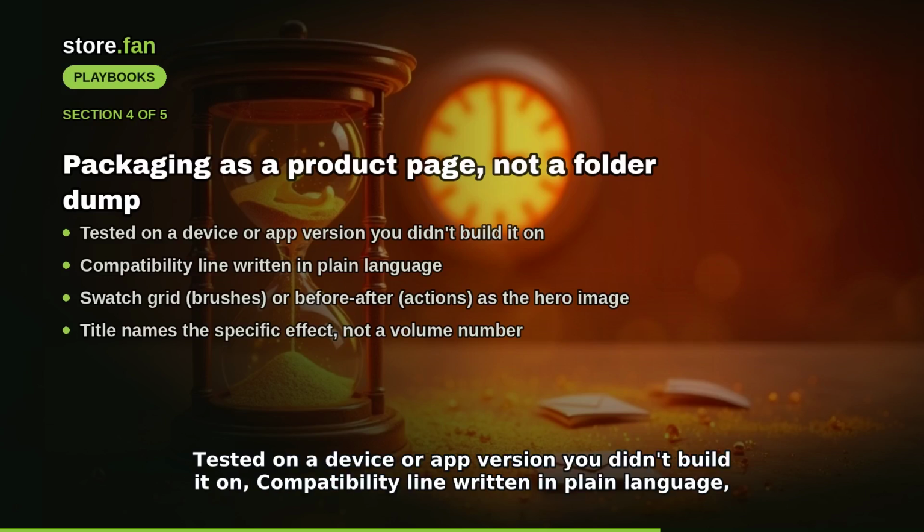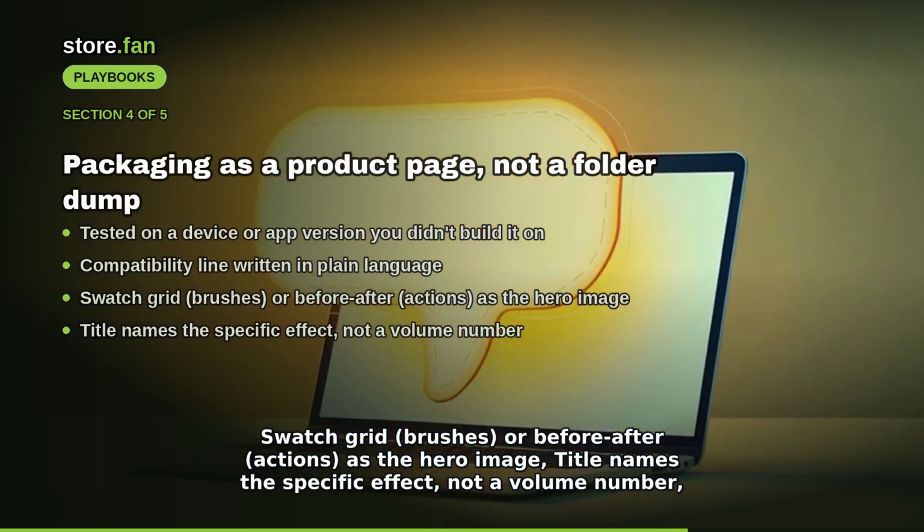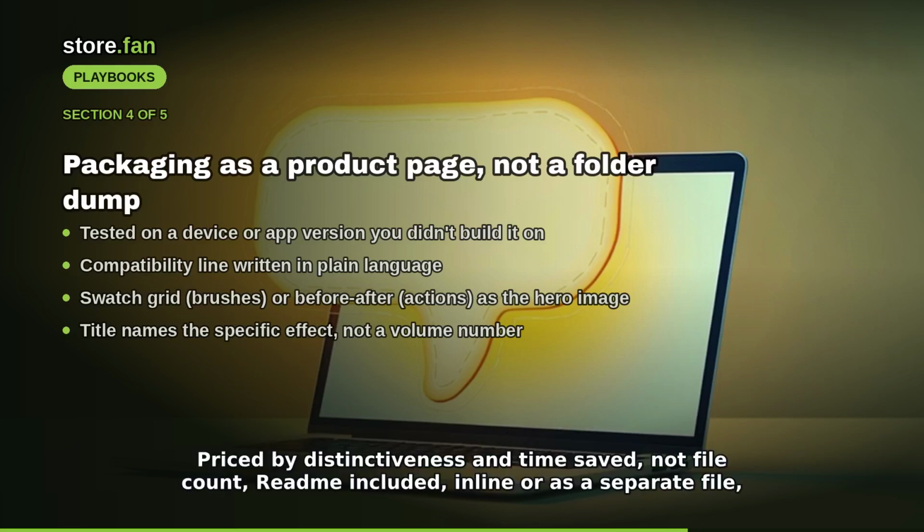Test it on a device or app version you didn't build it on. Compatibility line written in plain language, swatch grid, brushes, or before-after actions as the hero image. Title names the specific effect, not a volume number. Priced by distinctiveness and time saved, not file count. README included, inline or as a separate file.